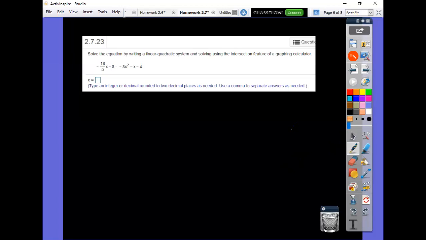So when I'm doing this problem, and they want you to do it as a linear and quadratic system, just like the last problem, if you watch that video, it says to split it up into two problems, the left side of the equation and the right side of the equation. And if we're wondering where they're equal, that means where the graphs intersect, because where they intersect, they'd actually equal the same thing at the same time.